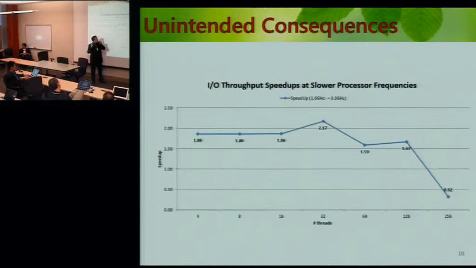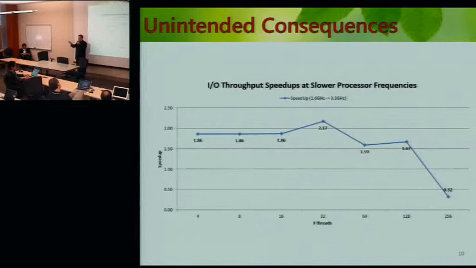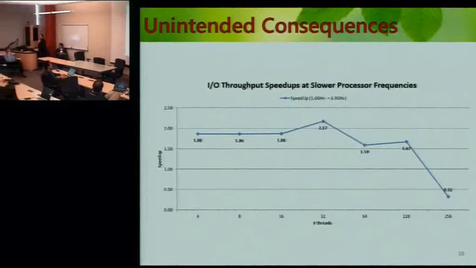And so in most cases, the 3.3 gigahertz version will run faster, okay? However, this is the inverse plot. This is a plot of the speedup of running at the slower frequency over the higher frequency. So that means I slow down the processor and I run 2x faster for this benchmark. Why on earth does that happen? I think I have an answer, but I can't tell you. We're still working on it. Still trying to figure out why this happens.